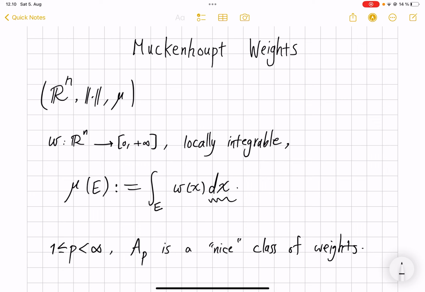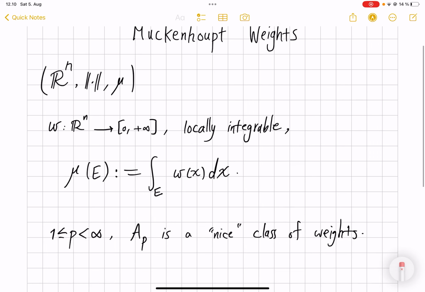By the way, dx will always mean Lebesgue measure. For example, if the Lebesgue measure of E is 0, then immediately we see that mu of E is 0. So it's absolutely continuous with respect to Lebesgue measure. And in general, this gives us a rather well-behaved measure. However, it can also be uninteresting, for example, if omega x is 0 almost everywhere or infinity almost everywhere. Well, infinity can't be the case because of local integrability.